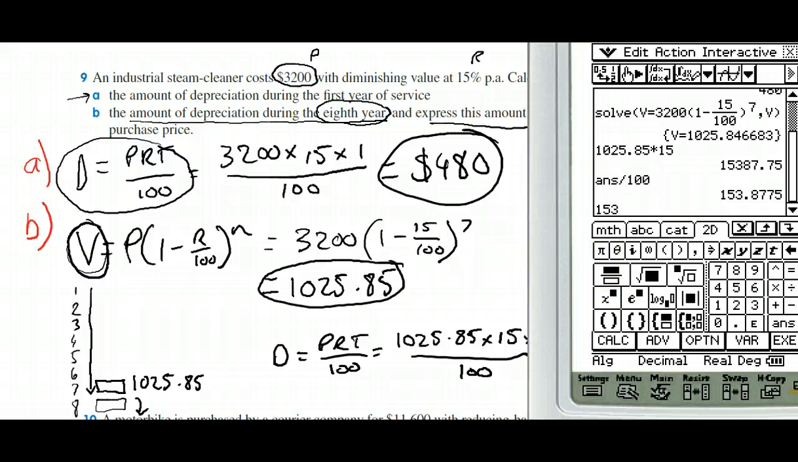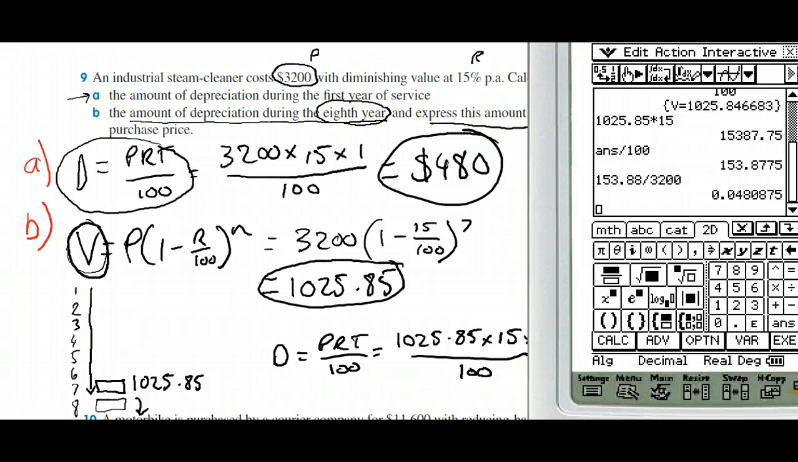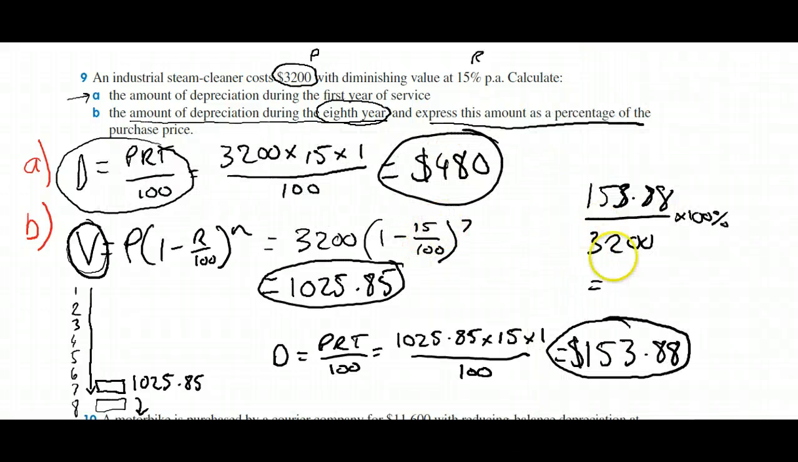So 153.88 divided by 3,200 and then times 100%, we get 4.81%.